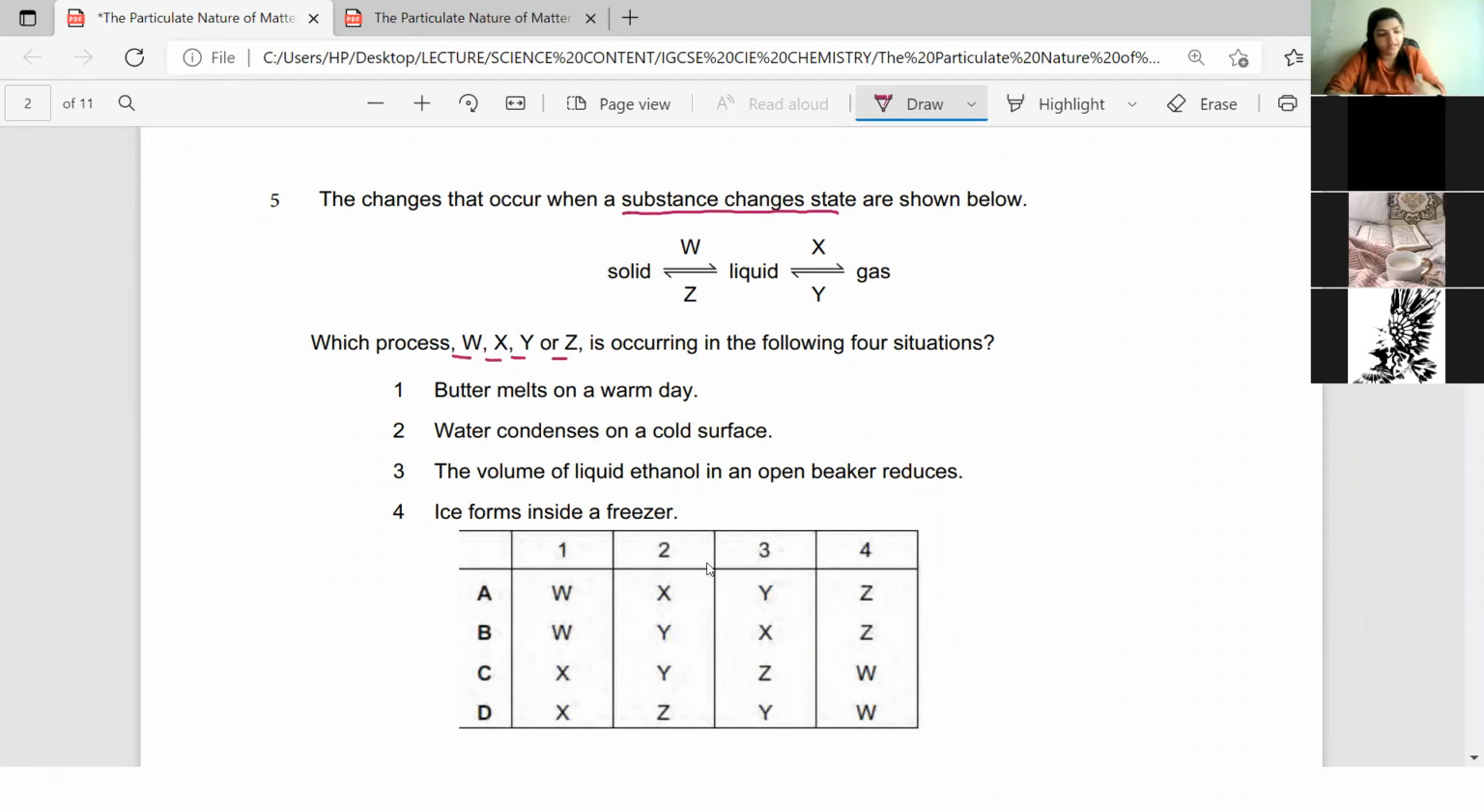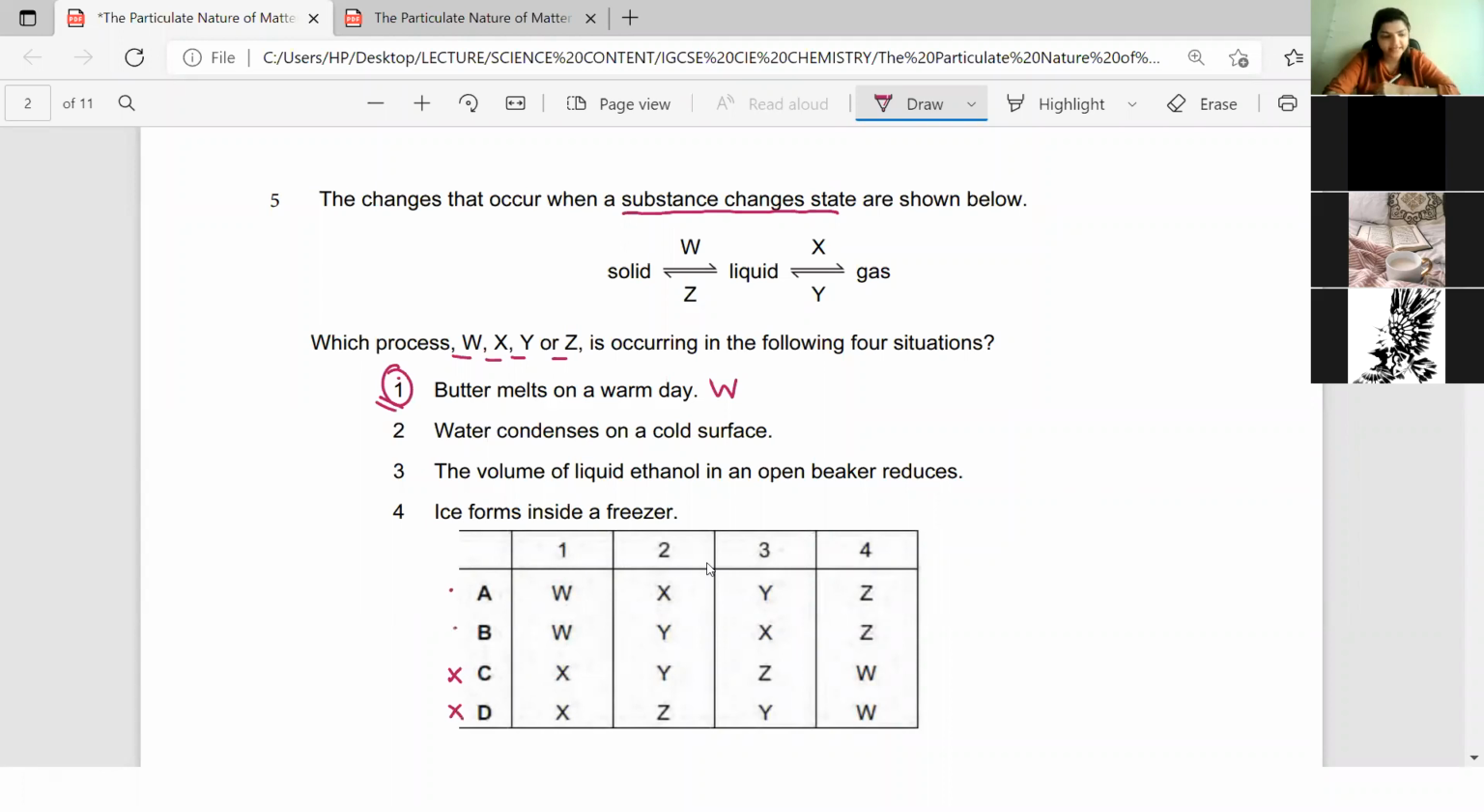Miss, W, solid to liquid. It will be W because it is melting, right? Solid to liquid. We know that butter melts when it's a warm day. So in one, can I say W should be the letter? So can I say C and D cannot be the answer? Answer has to be from A or B.